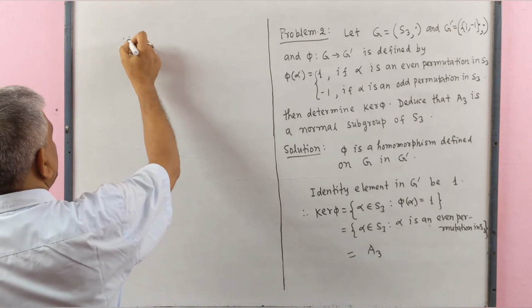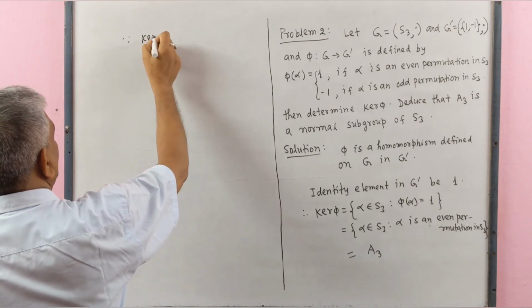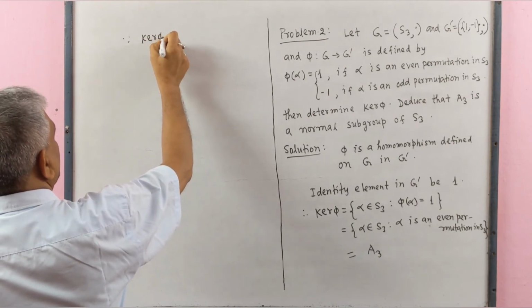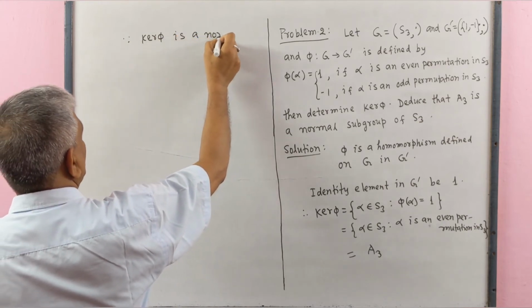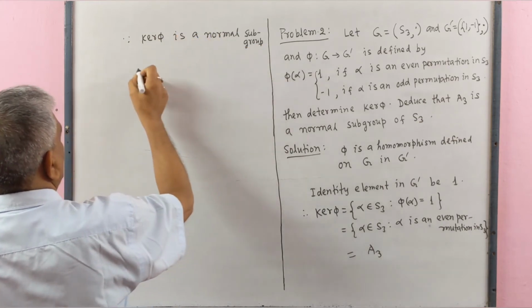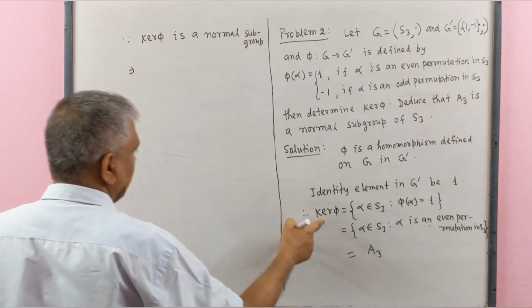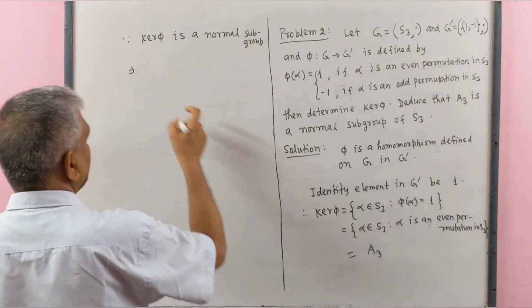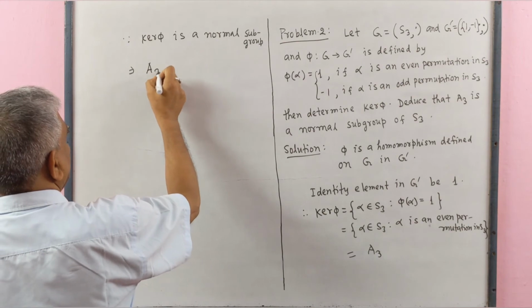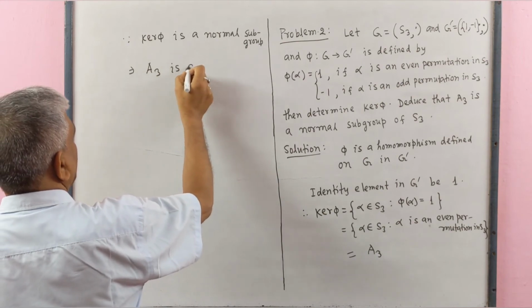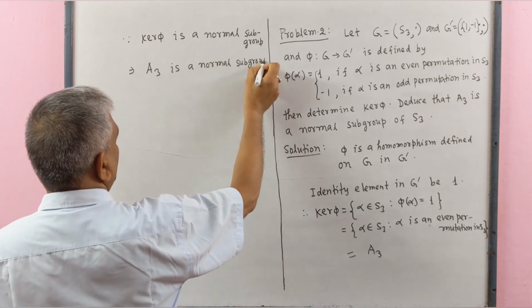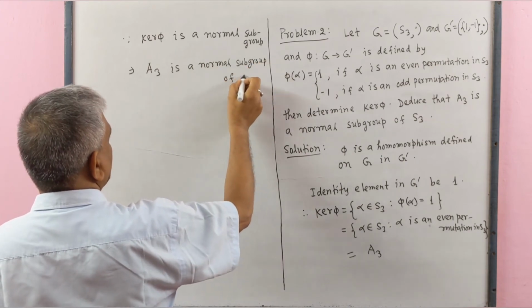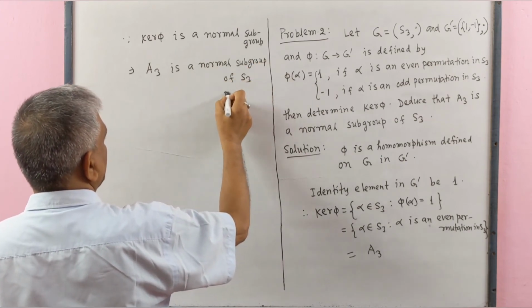Since we know that the kernel of phi is a normal subgroup, and here the kernel of phi is A3, therefore A3 is a normal subgroup of S3. Proved.